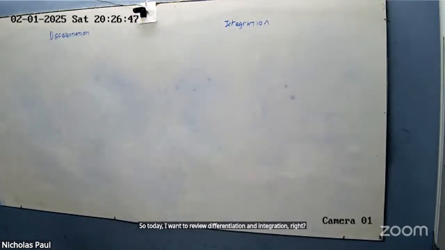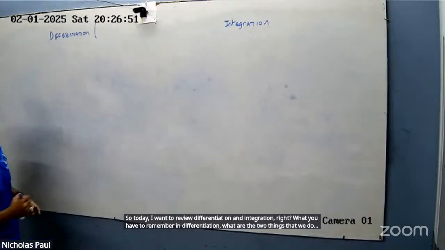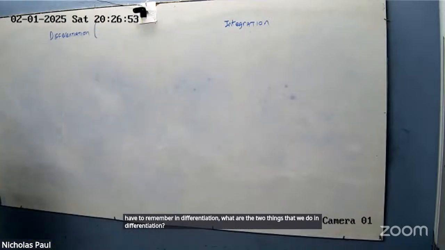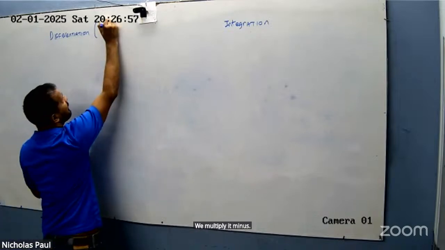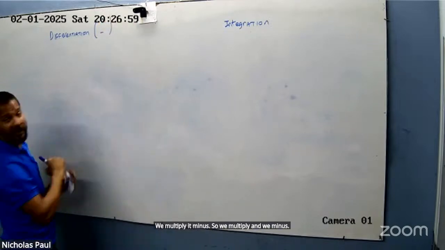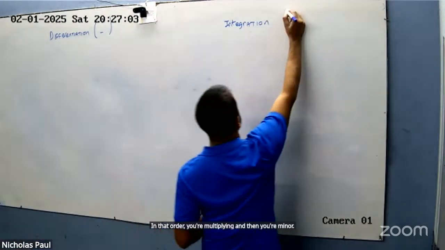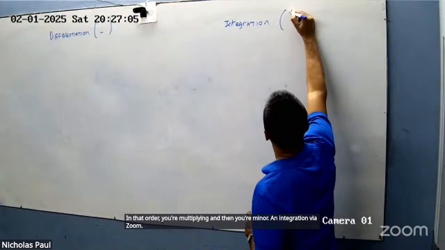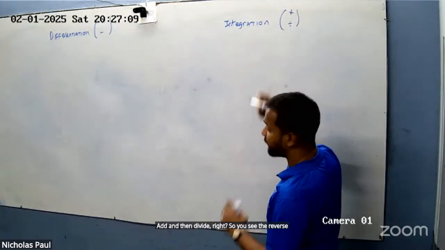What you have to remember in differentiation, what are the two things that we do in differentiation? We multiply and we minus, right? In that order, you multiply and then you minus. And in integration, what do you do? Add and then divide, right? So you see it's the reverse.